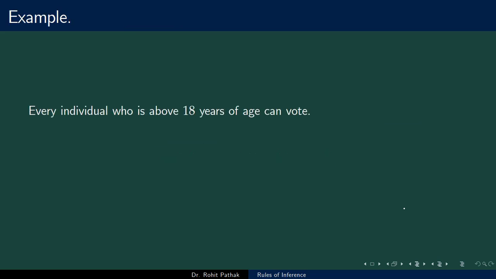For example, every individual who is above 18 years of age can vote. Atul is 21 years old, therefore Atul can vote. So from these two premises, every individual who is above 18 years of age can vote, and Atul is 21 years old, therefore Atul can vote. This is true.